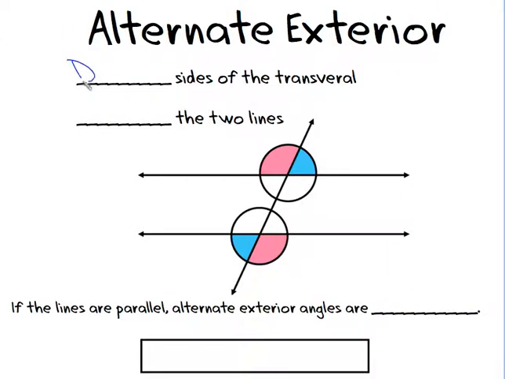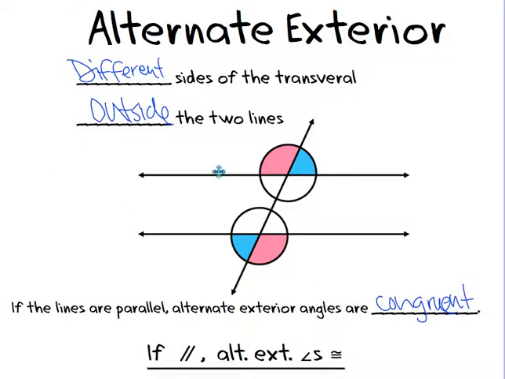Alternate exterior are on different sides of the transversal and outside the two lines. And if the lines are parallel, alternate exterior angles are congruent. Oh, forgot a letter. You really do need to write this part, because if you don't, you will not know how to write it in a proof.